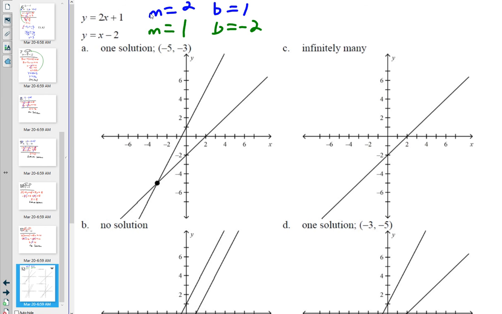So before we even graph, we can already tell how many solutions we're going to have. Solutions mean intersection. We're going to have one. Why do we know we're going to have one solution? Do I need to play the video for you again? They have different slopes. If the slopes are different, who cares about the y-intercept? The slopes are different, I have to have one solution. So I know it can't be no solution. I know it can't be infinitely many.